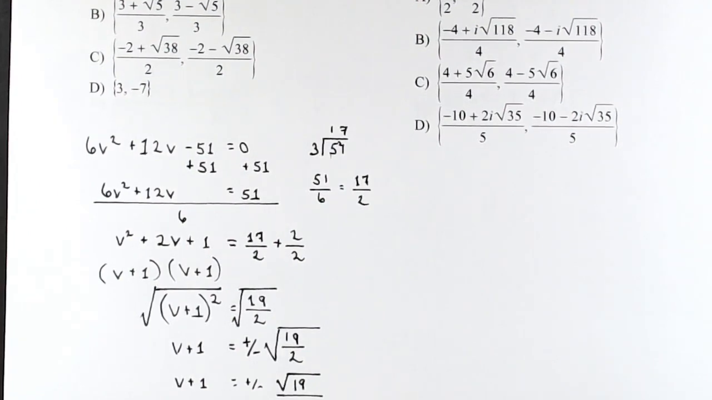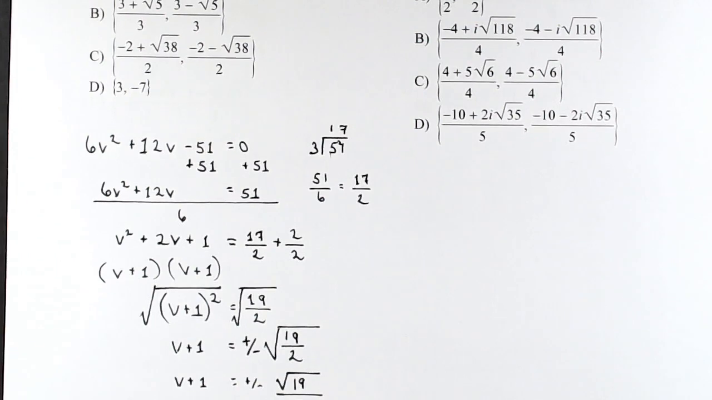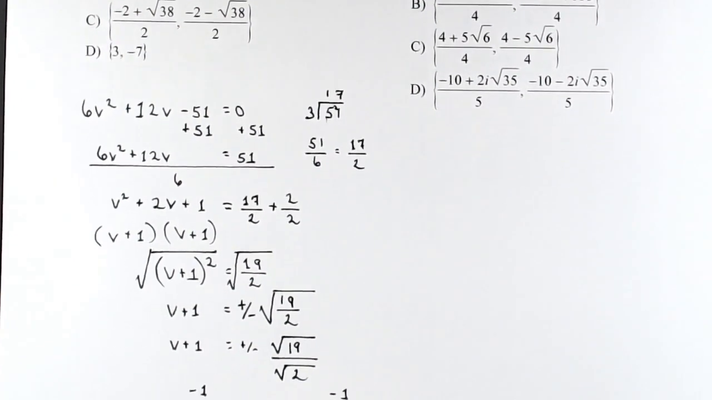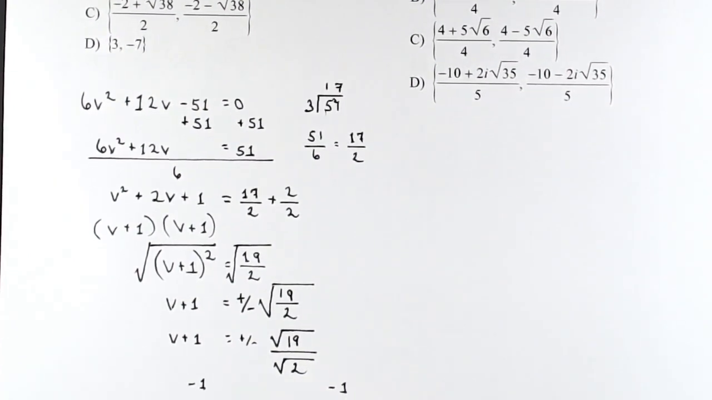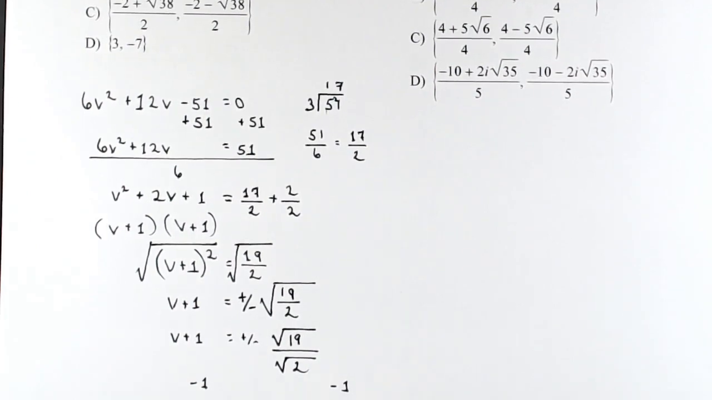So I had 17 over 2. I had divided everything by 6. 6 divided by 3 is 2. So it's fine to reduce the fraction like that. And then I have this v squared plus 2v plus 1. And sure enough, 17 plus 2 is 19.